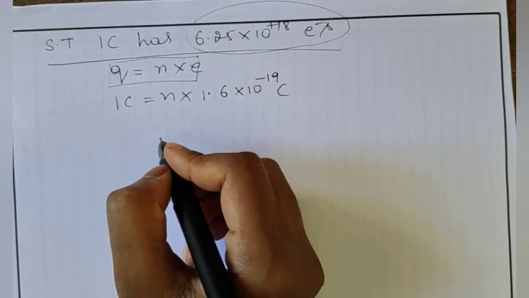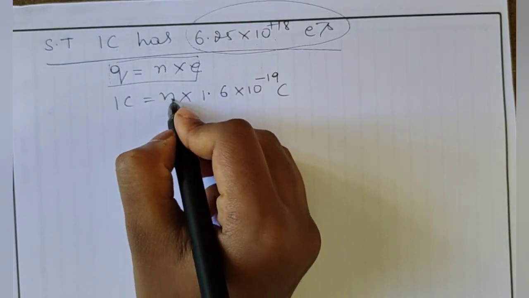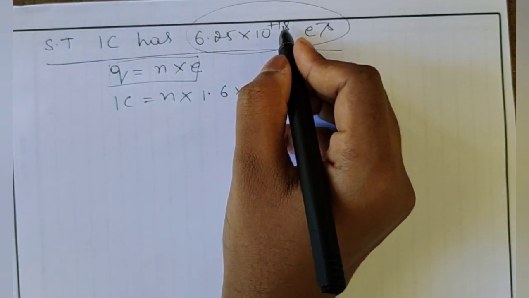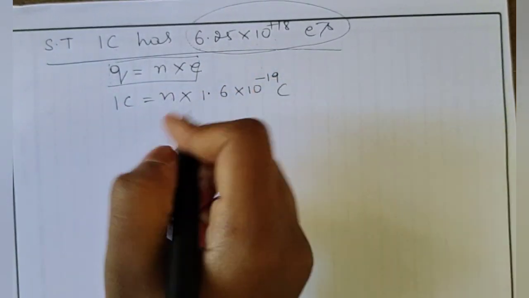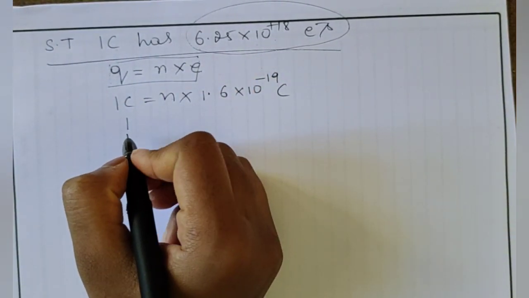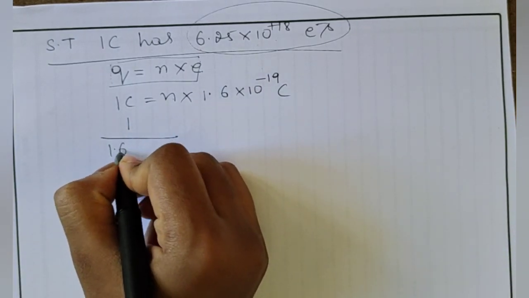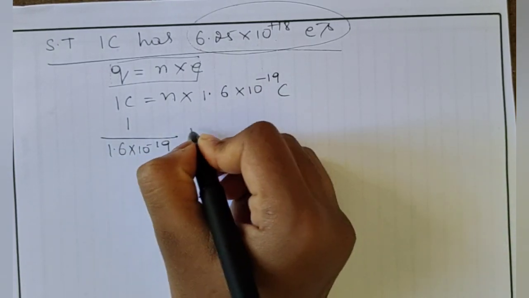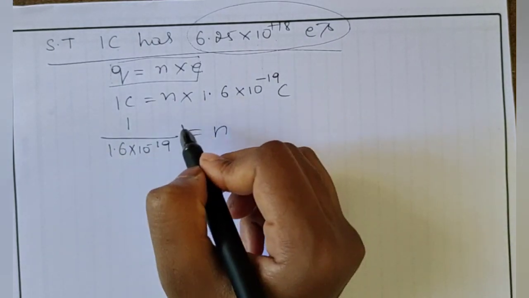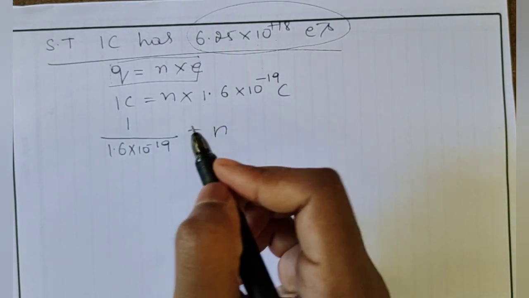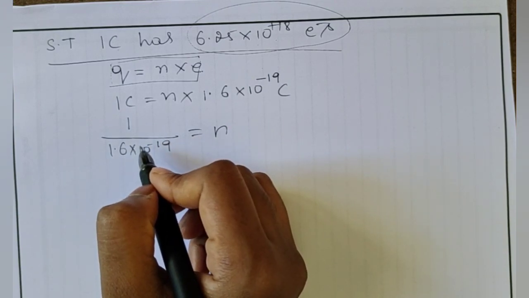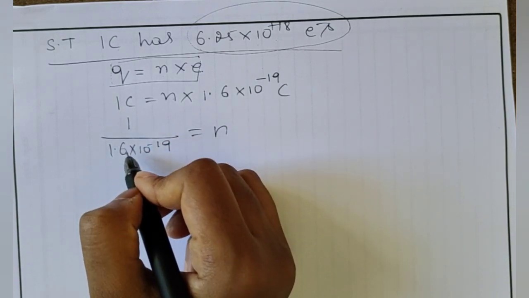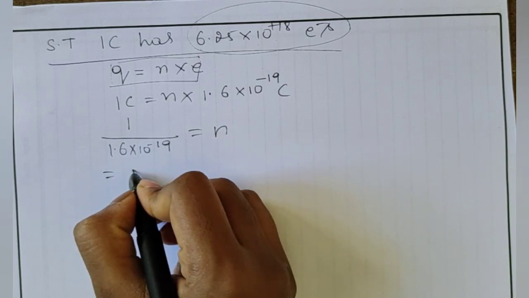Correct. Now what do we need to find out? N is equal to 6.25 into 10 to the power plus 18. So I can simplify this equation as 1 divided by 1.6 into 10 to the power minus 19 is equal to N, right? Just a cross multiplication, a very simple step. Now we have N, so you need to calculate this particular part. Divide 1 by 1.6. So how much will you get?